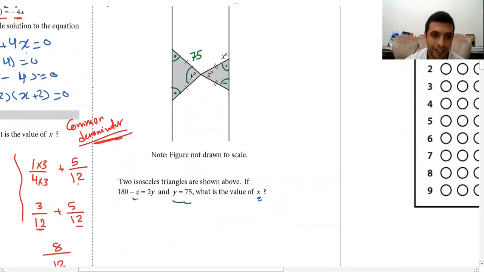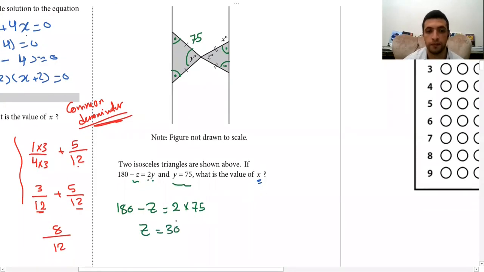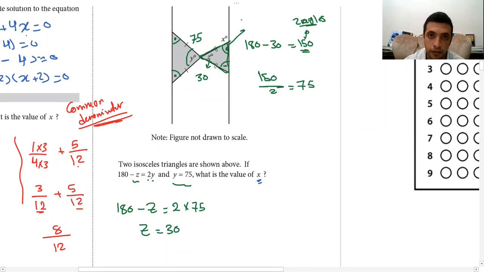First of all, I want to get z. So it's 180 minus z equals 2y. y equals 75, which means 2 multiplied by 75, 150, so z equals 30. Great. The angles in this triangle add up to 180. So 180 minus 30 equals 150. What is 150? These two angles. I want each one, so I'm going to take 150 and divide it by 2. It's going to be 75. So this angle equals 75.